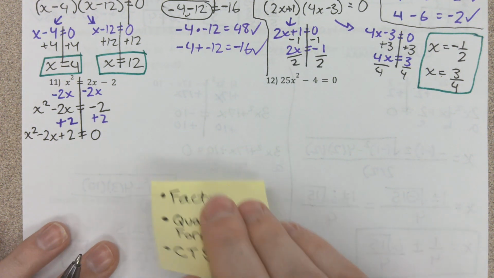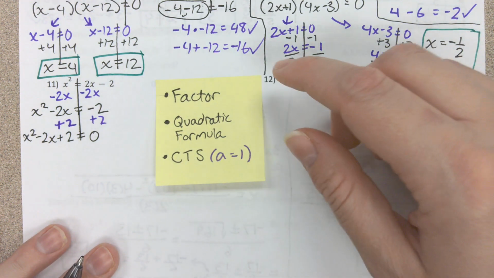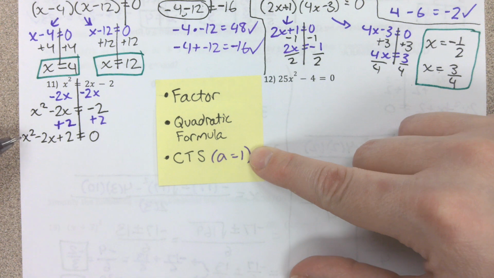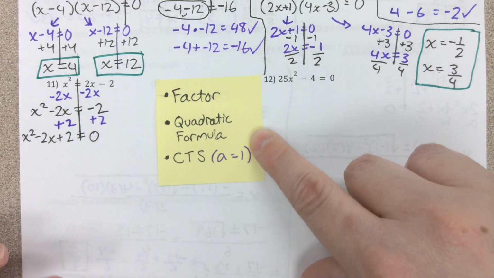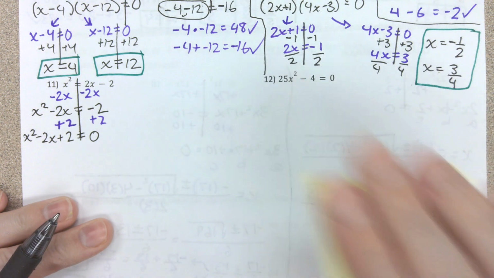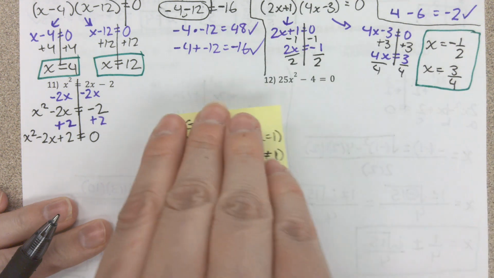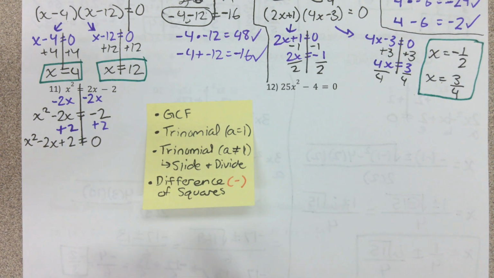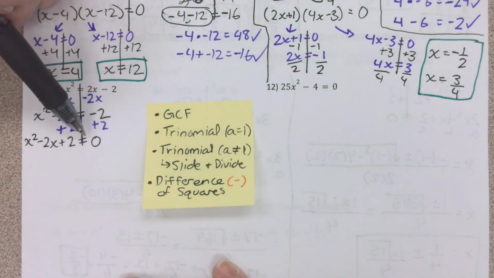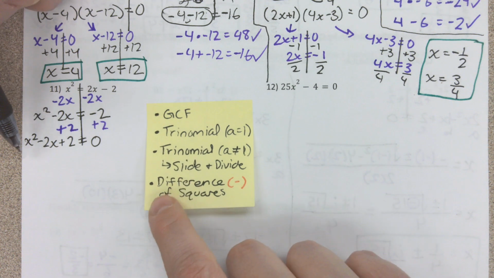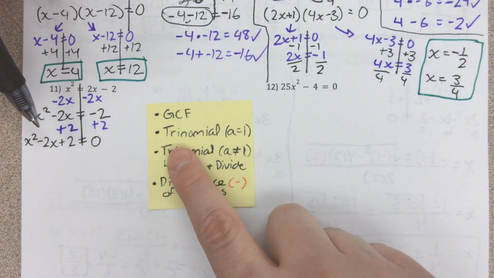Okay, let's take a look at our options. So you can complete the square. A is 1, so you're going to go on that. I'm going to try factoring. Once again, we have 3 terms here. 0 does not count as a term. And A is 1, so we don't have to slide and divide.